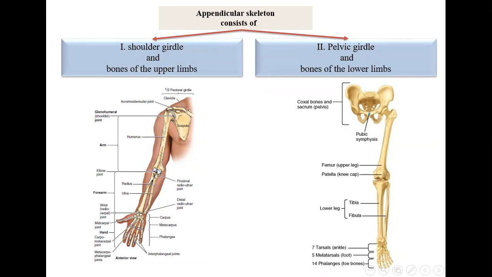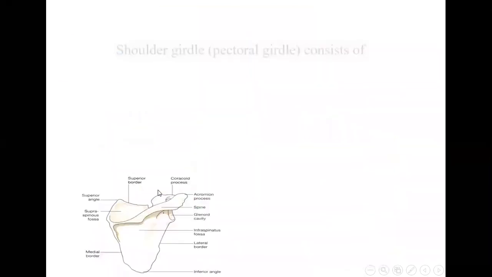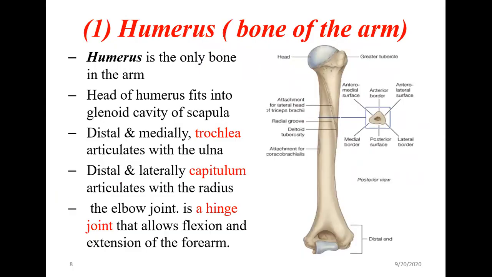So these are two bones. This is called the arm, and this is called the forearm. In the arm there is only one bone; in the forearm there are two bones. So this is about the humerus.